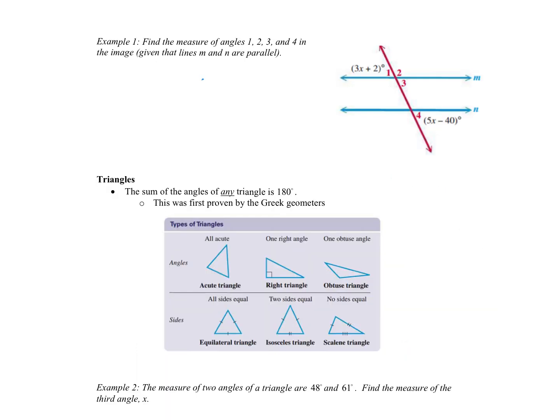So on this page, they want me to find the measure of all these angles. On example 1, it says find the measure of angles 1, 2, 3, and 4 in the given image. So the first place I'm going to start is with 1 and 4. 1 and 4 are alternate exterior angles, so they should equal each other. So 3x plus 2 should equal 5x minus 40. I move the x's to one side and the constants to the other side. So I get 42 equals 2x, which means that x equals 21.